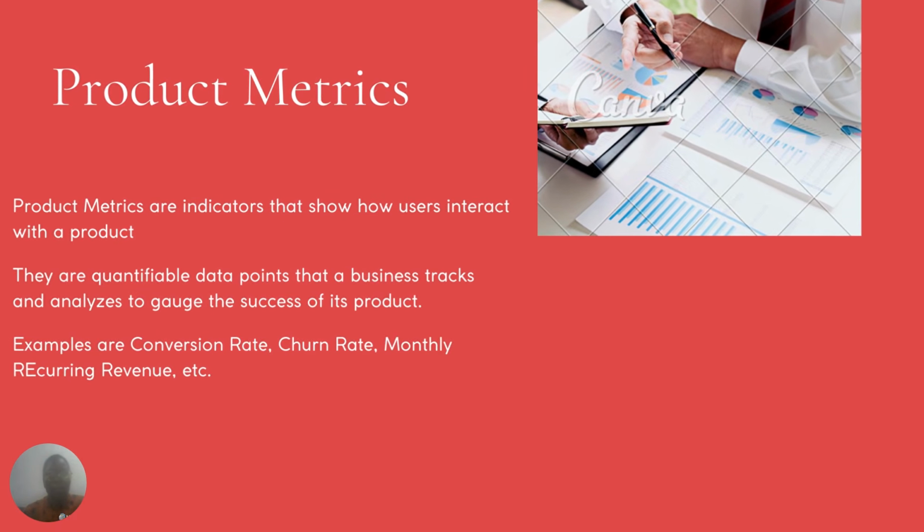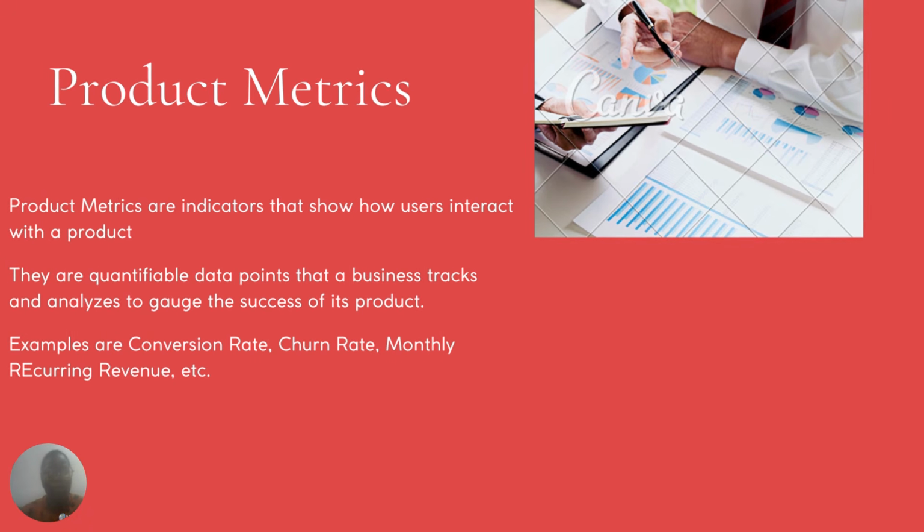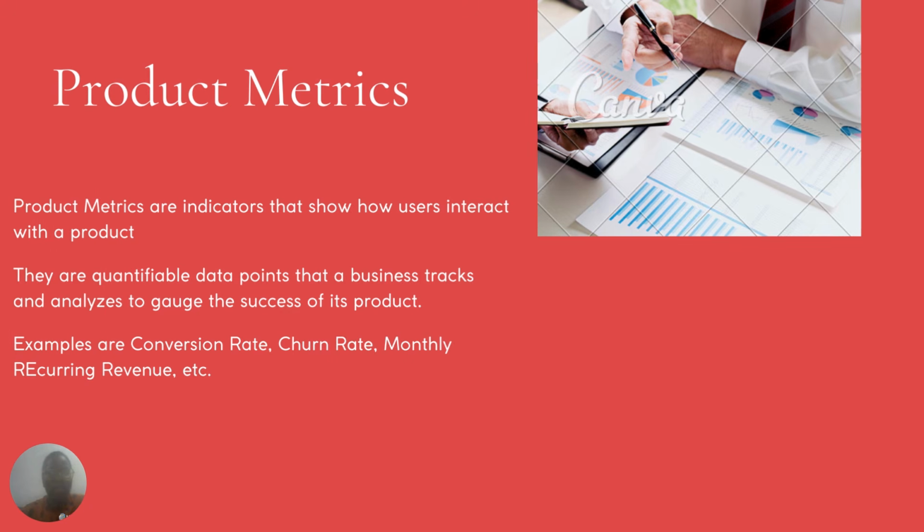Now, what are product metrics? Product metrics are indicators that show how users interact with a product. They show how users use your product. Do they spend much time on your product? Do they just go to your product to do one or two things? Do they spend a lot of time on the product? Your metrics are there to show you. They are quantifiable data points that a business tracks and analyzes to gauge the success of its product.